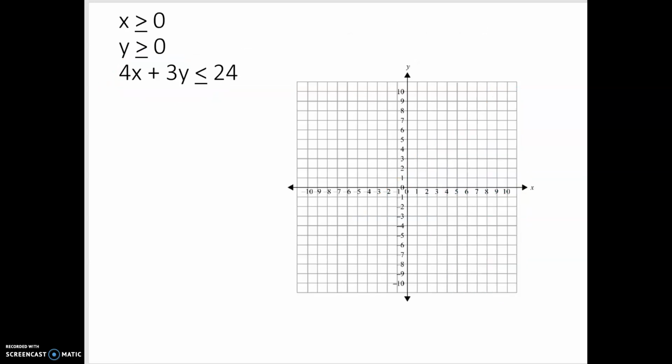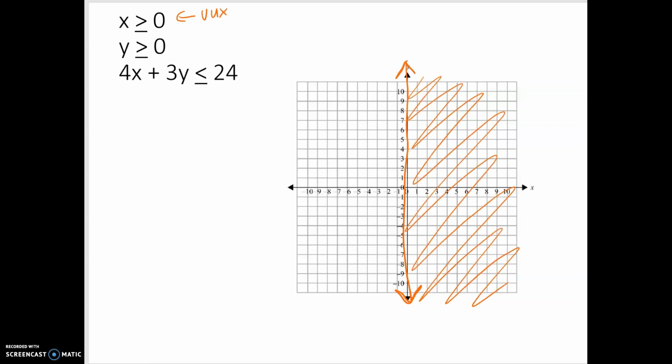Okay, next one, I have 3 inequalities. So my first one, x is greater than or equal to 0. Think about this as like a box line. So x is greater than or equal to 0 means I have a solid line. It's vertical at 0, and it says it's greater than, so I'm going to shade numbers that would be greater than 0 for x.